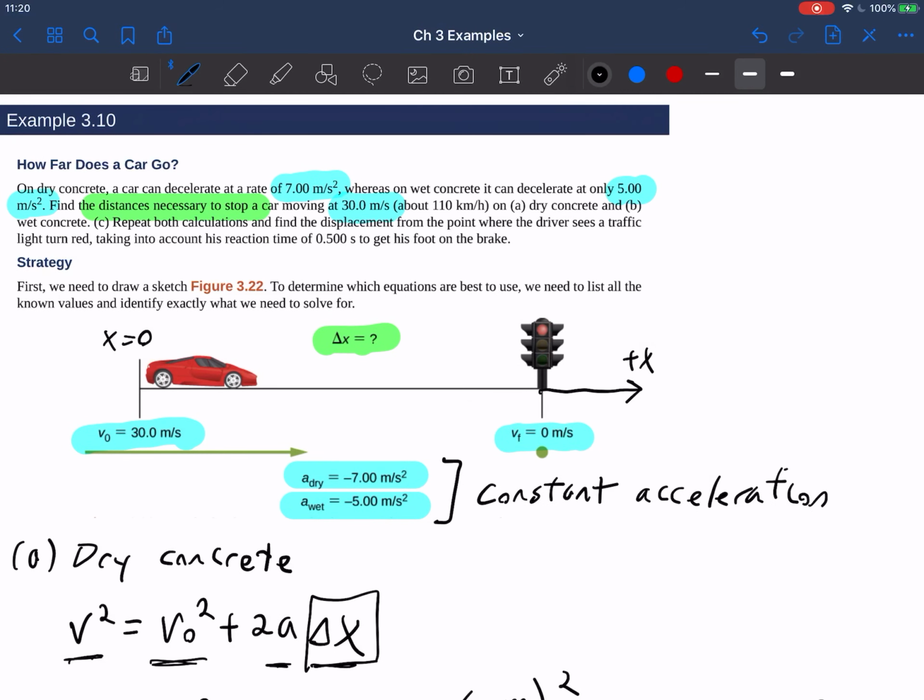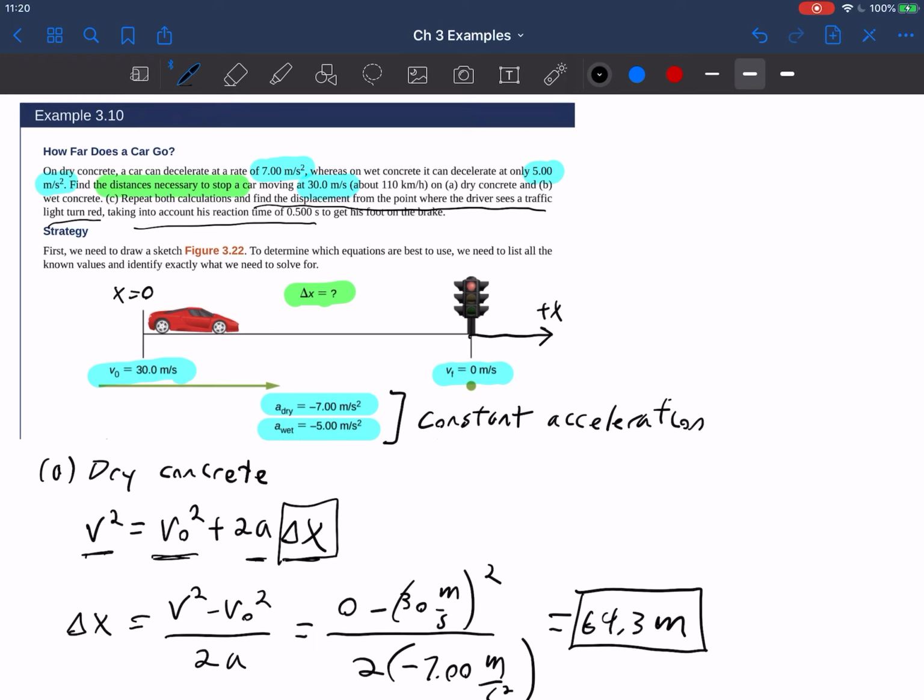We want to repeat these calculations, but we want to find the displacement from the point where the driver sees a traffic light turn red, taking into account his reaction time of 0.5 seconds. Okay, so what does that mean? So that means for part C that it's going to take some amount of time before this driver even hits the brakes, right? 0.5 seconds. So what that means is that the car is going to travel some distance during that time. There's going to be some displacement just during that reaction time, right, where the driver is still driving at a constant 30 meters per second, right?